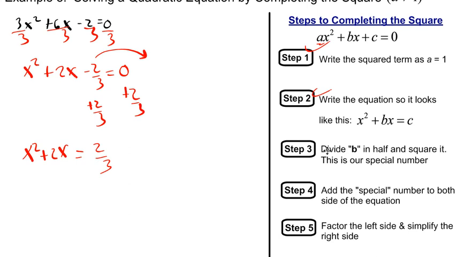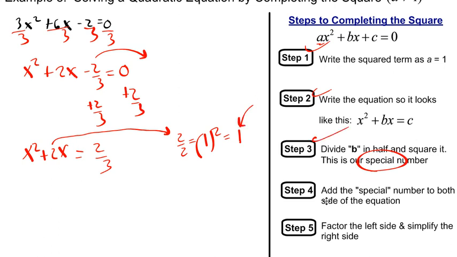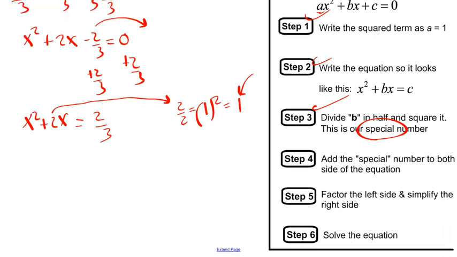Bing! Step 3, divide b in half and square it. This one's actually not going to be a fraction. That's cool. 2 divided by 2 is 1, and then I square the 1, and I get 1. This right here is our special number, right? So 1 is our special number. So now, bing! Let's add the special number to both sides. x squared plus 2x plus 1, and then 2/3 plus 1.